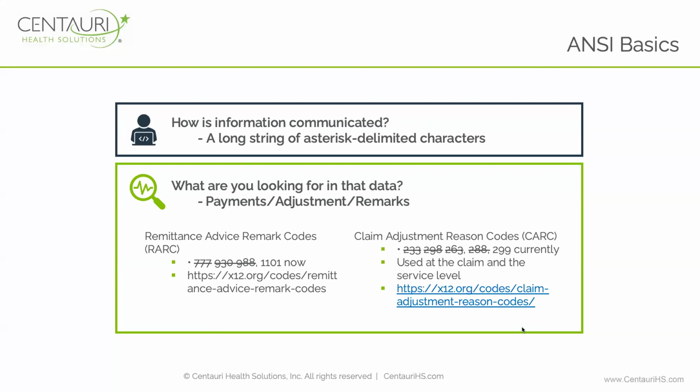So let's talk a little bit about what this 835 looks like. Again, it's going into your automated accounts receivable system. You've probably never seen this. It's just a long string of asterisks. It's not required to be an asterisk, but generally people use asterisk delimited characters to define the loops and segments within the 835 data set.